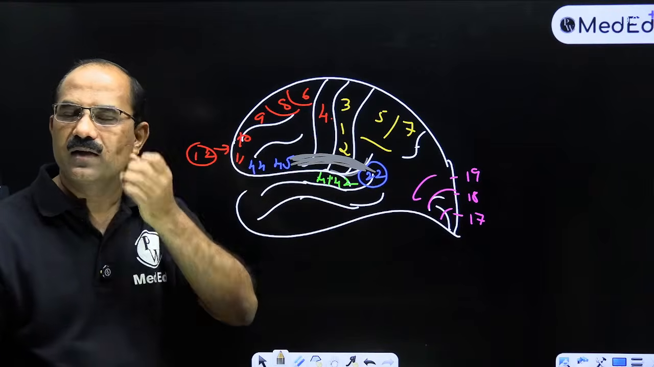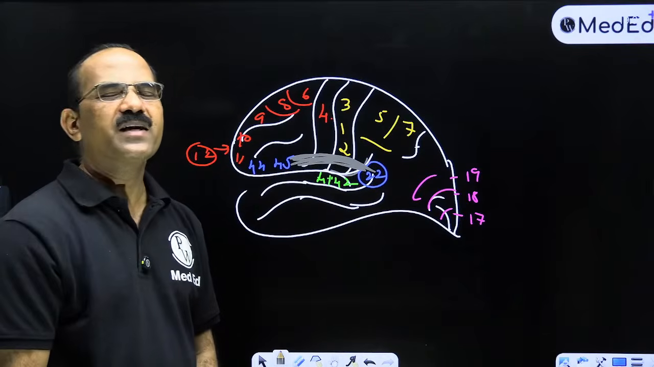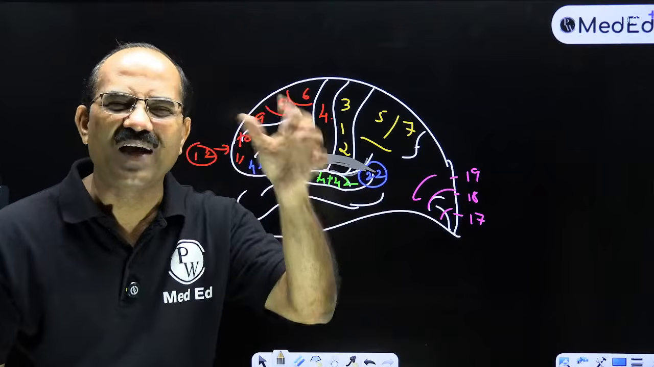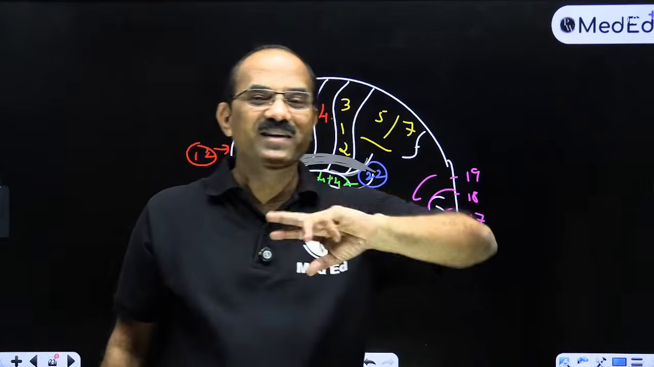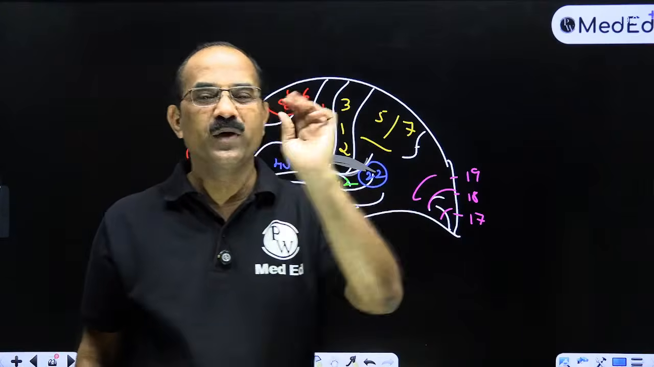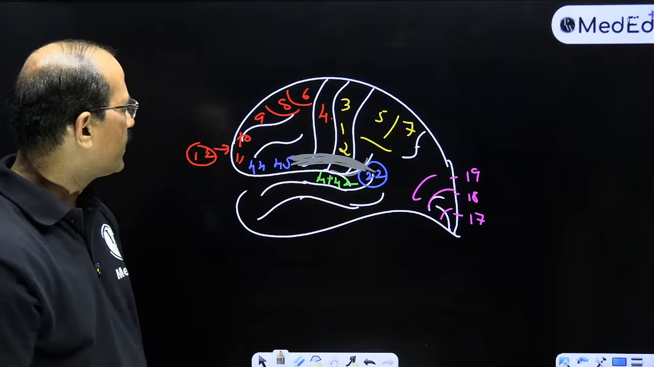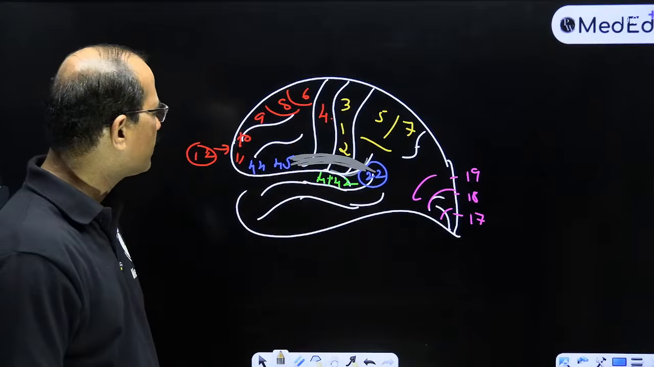What is written? Arcuate fasciculus, very good. Its name is arcuate fasciculus. Arcuate or the uncinate fasciculus connects Wernicke's and Broca's area. Okay? Is that perfect? Just remember this. Remember the functional areas.